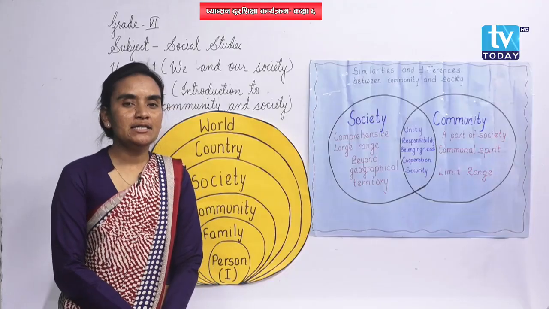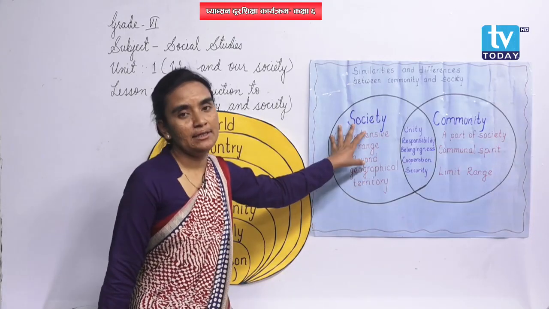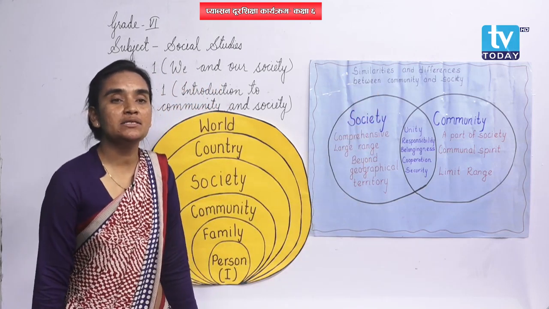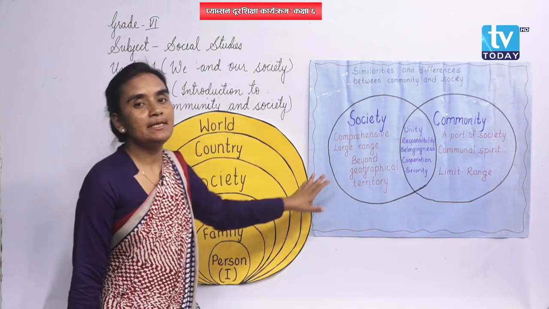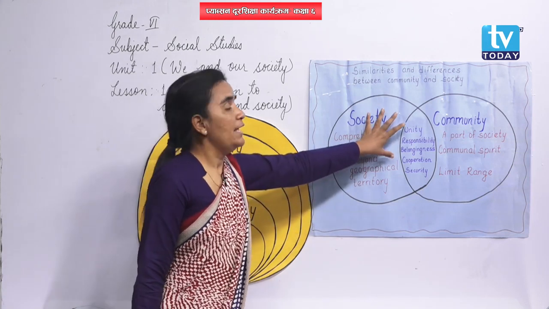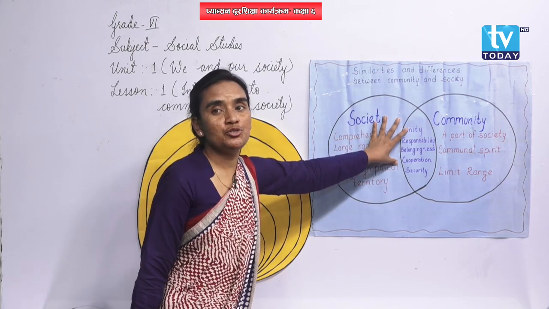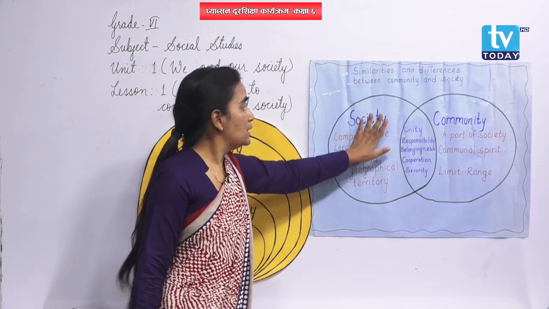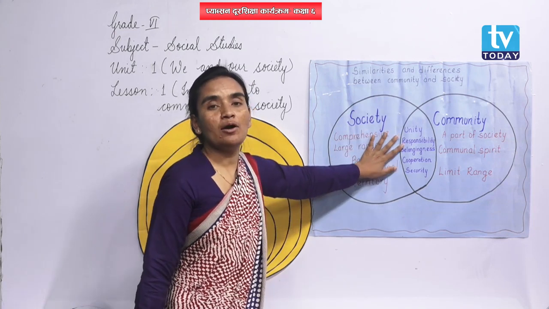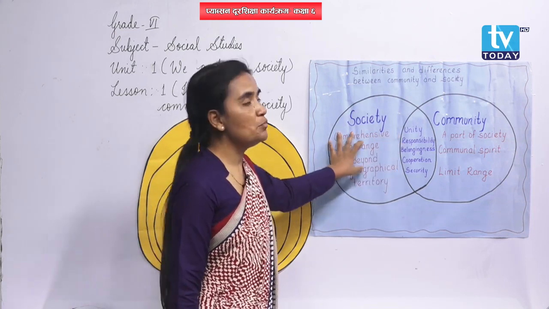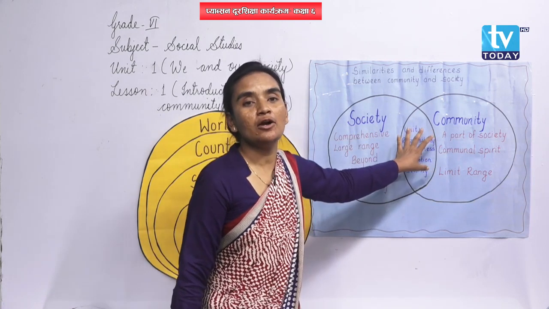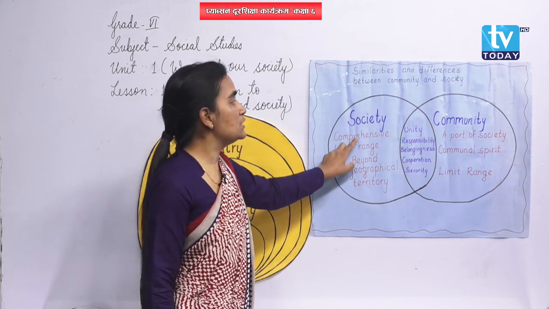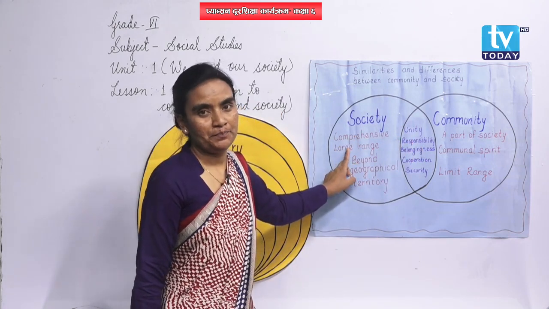So now I just want to take you to the chart here. Here I have mentioned the similarities and differences of community and society. It is demonstrated in a Venn diagram. The similar parts are mentioned there, and the different features are also mentioned there. Now let me go to the salient features of society first.